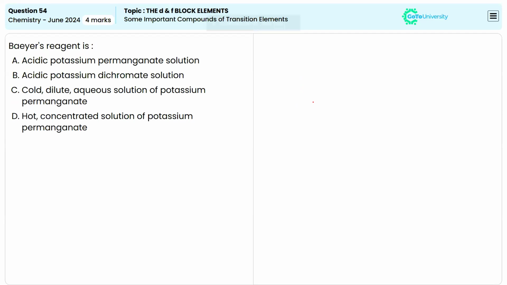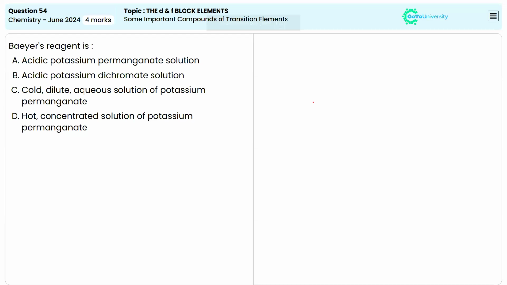So here, what is Bayer's reagent? We have to know what Bayer's reagents are. First of all, we have to know what is the use of Bayer's reagent.